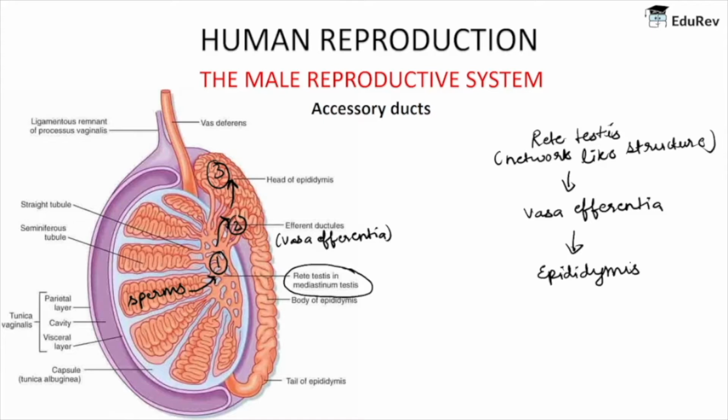Keep track of the passages, the arrows which I am drawing. I am drawing the passage through which the sperms are traveling. Till now we've seen that it first enters the rete testis, then the vasa efferentia, then the epididymis. Now we will stop for a little while on the epididymis. The epididymis has 3 parts. As you can see in this label, it mentions the head.